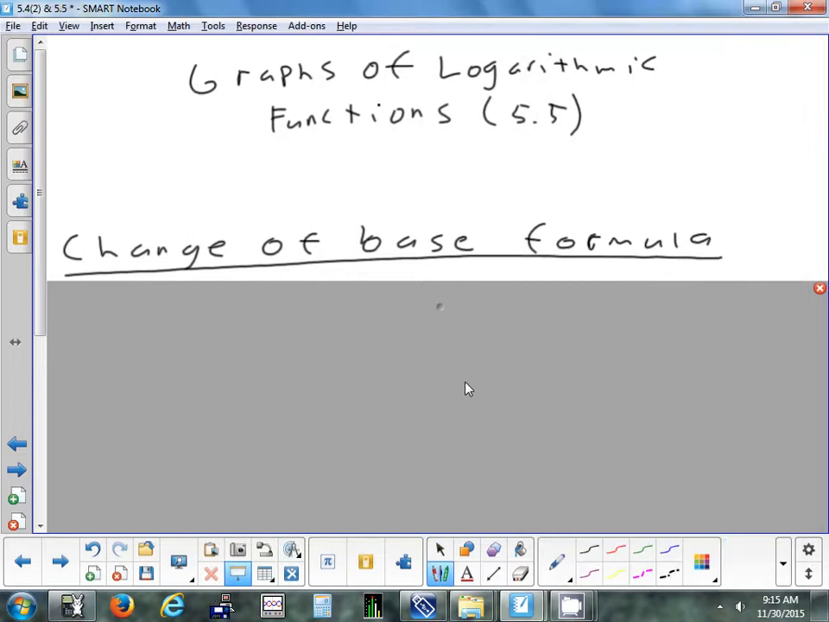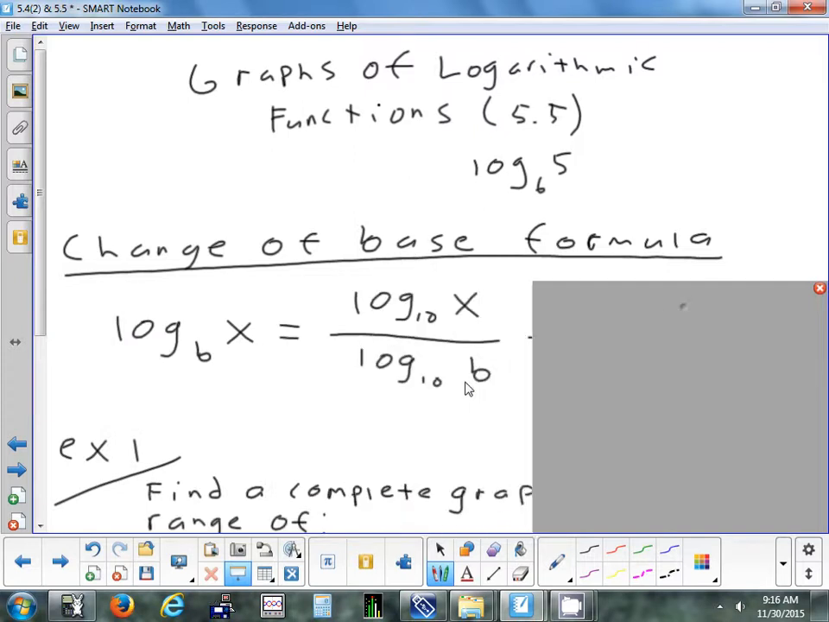So if I want you to do something like this, I want to know what's log base 6 of 5. Calculator doesn't have a base 6 button. So that's where we use this formula, the change of base formula. All you have to do to type it in is type the log of your argument divided by the log of your base, and just use the regular log button, base 10.